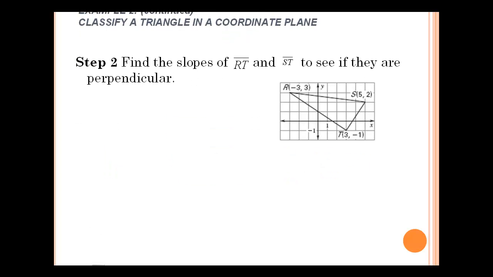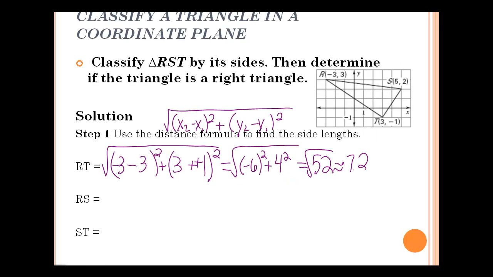So RS, let's again write our square root sign, our parentheses and minus and squared, plus parentheses minus squared. So there's our pattern. R is the point negative 3, 3, so I'm going to plug a negative 3 here and my 3 here. S is the point 5, 2, so I'm going to plug my 5 here and my 2 here.